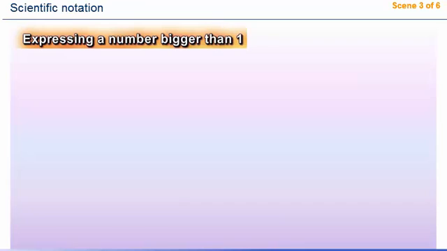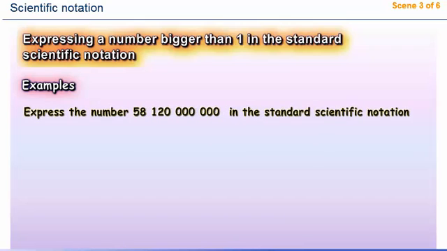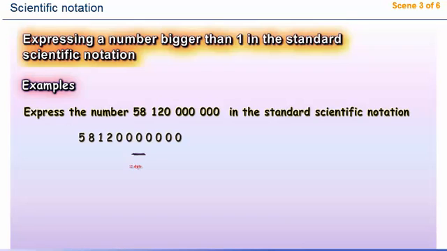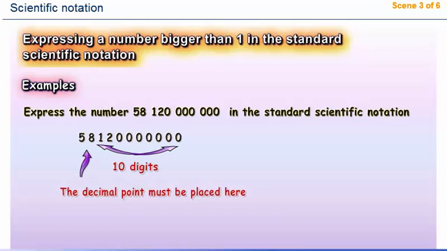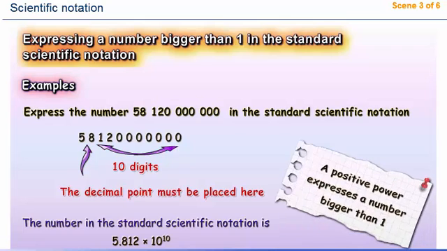Expressing a number bigger than 1 in the standard scientific notation. In this example, we will form the standard scientific notation of a big number. The decimal point must be placed after the first non-zero digit from the left. The next digits right to it are counted. The number in the standard notation is 5.812 times 10 power 10. Notice that a positive power expresses a number bigger than 1.